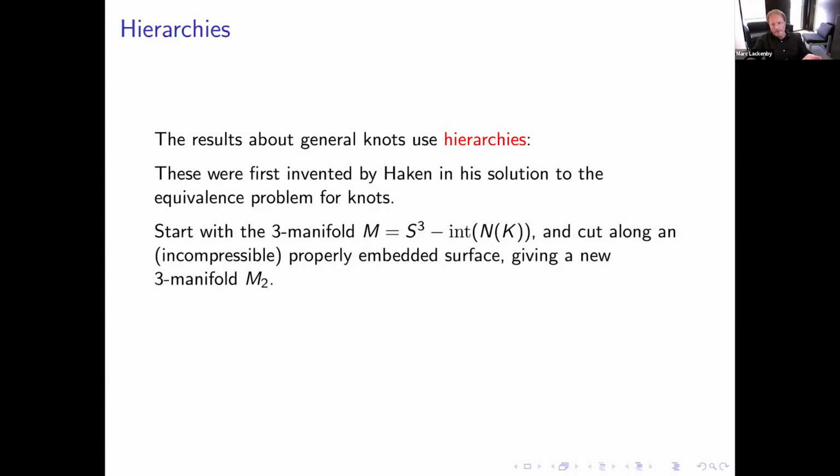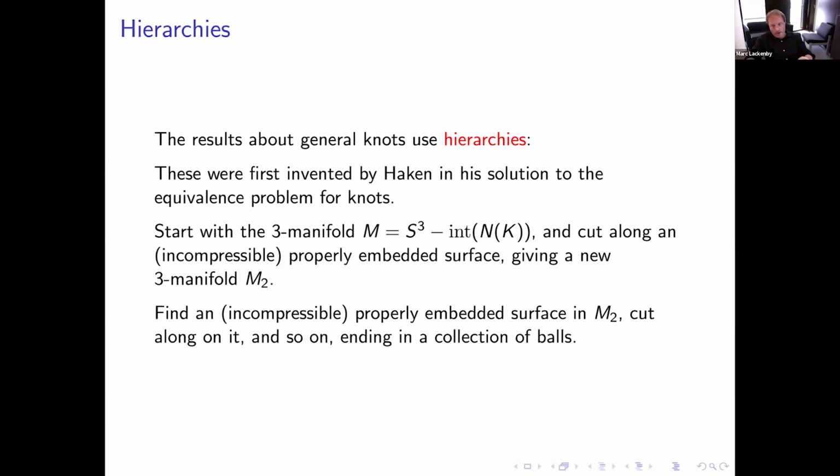Well, you start with your three manifold, which is the exterior of your knot. And instead of finding a spanning disk, you find some surface sitting inside there. It needs to be properly embedded, and it needs to be, it turns out, what's called incompressible, which means it can't be simplified to a surface of smaller genus. And it also needs to be orientable. And then you cut along that surface. You cut actually along a little open regular neighborhood of that surface. And the result is a new three manifold called M2.